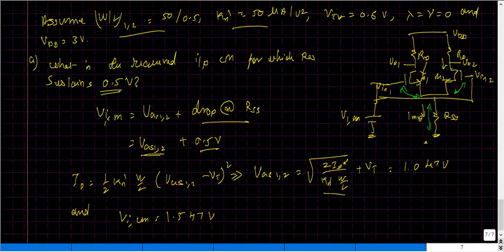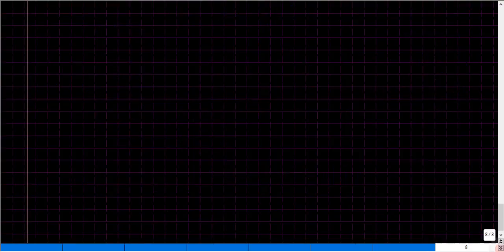The second part of this question is to compute the value of drain resistance RD for a differential gain of 5. Since the circuit is symmetric, this circuit can be reduced down to a CS amplifier when we apply an anti-symmetric input, and based on that I can directly write the differential gain AD is nothing but minus gm1,2 times RD.